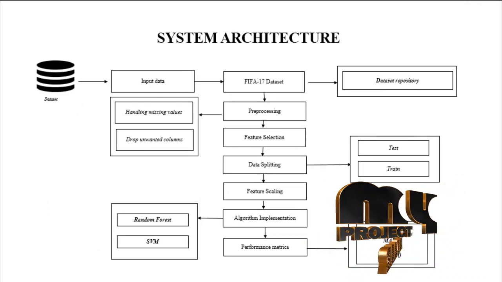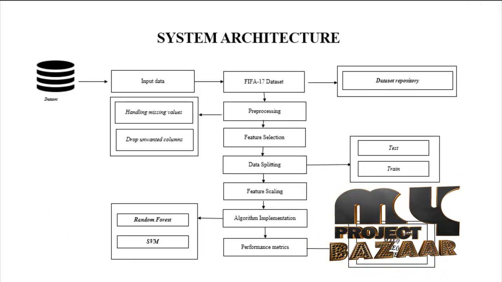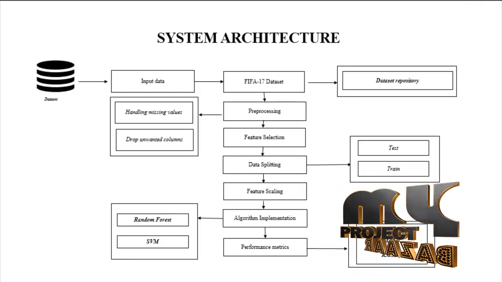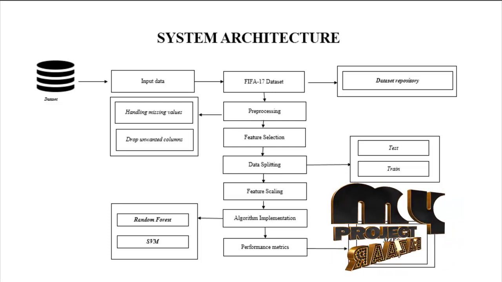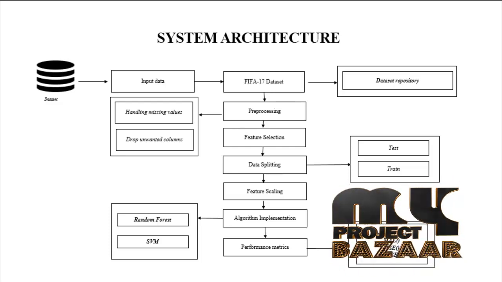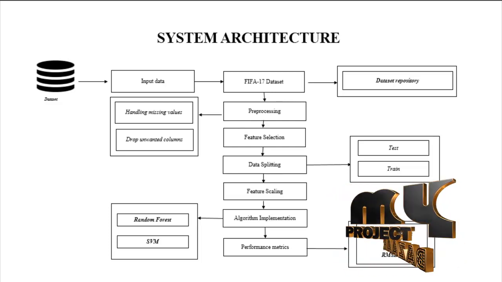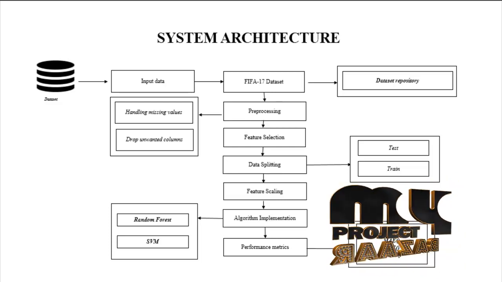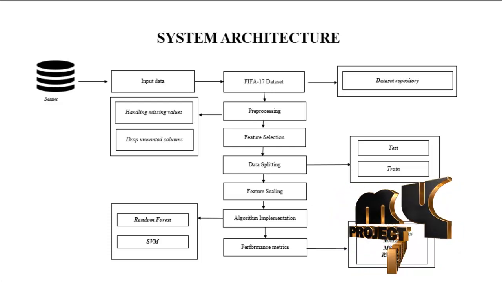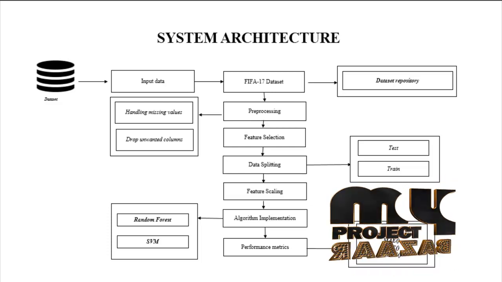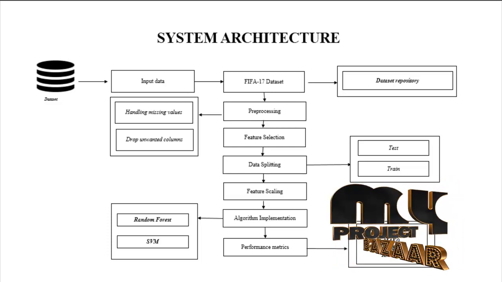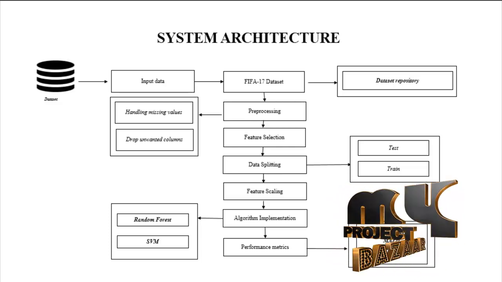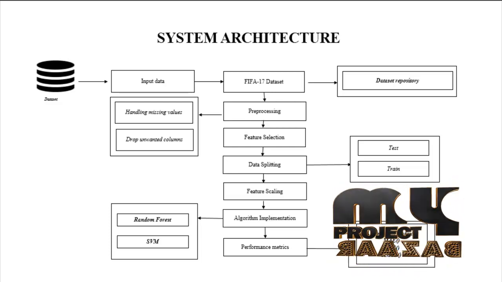This is our system architecture. First of all, we have to get a data set from a data set library. In our process, we used the FIFA 17 data set. The first step is to select data from the input or local repository. The next one is pre-processing. Here we handle missing values and drop unwanted columns.